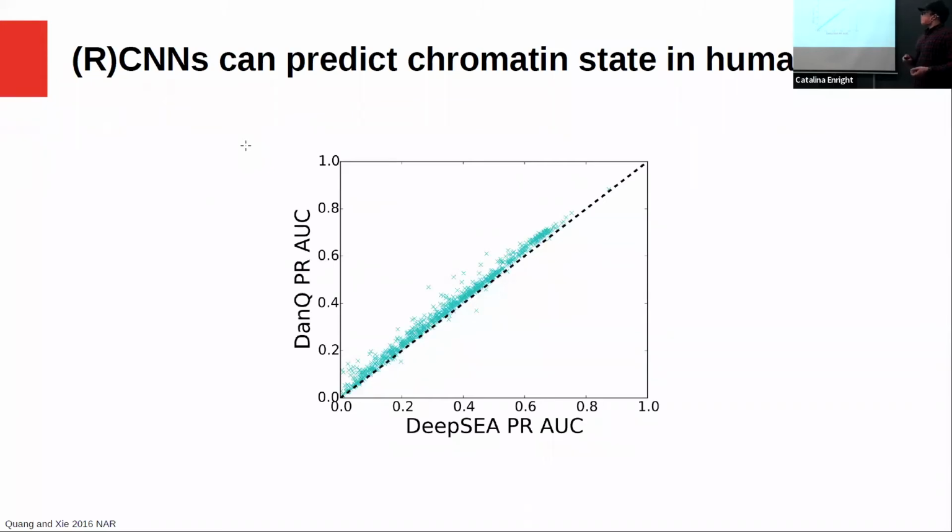And then the year after that, DanQ was released, which is a recurrent convolutional neural network, which shows improvement across almost all the test cases, the chromatin states in the tissues that they tested. And so my question was, can we then use DanQ to predict chromatin accessibility across species?